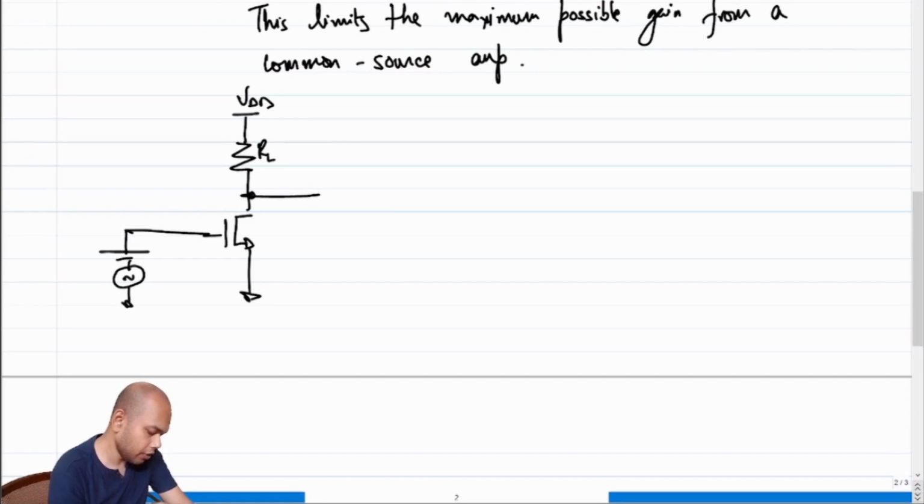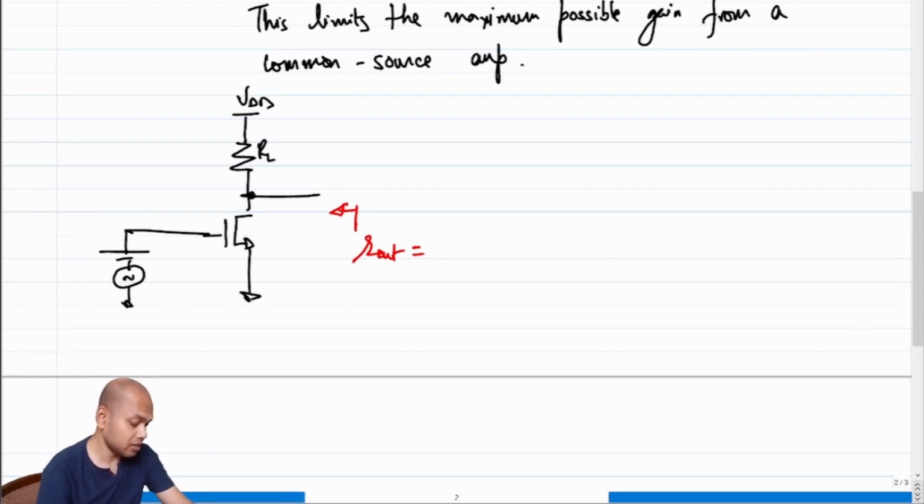So if we are trying to figure out what is the incremental output impedance at this node, what do we see? The incremental output impedance is the parallel combination of the impedance that we see looking up and the impedance looking down. What is the impedance looking up? This is RL. What is the impedance looking down? This is RDS.